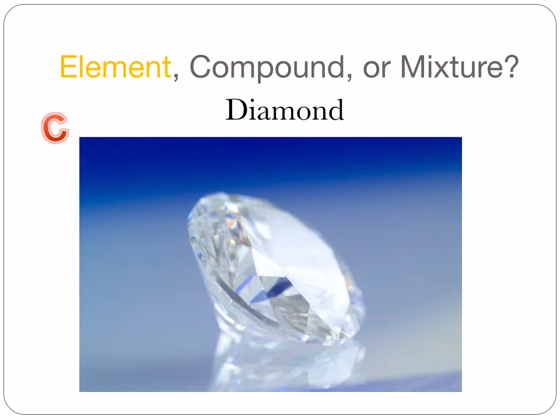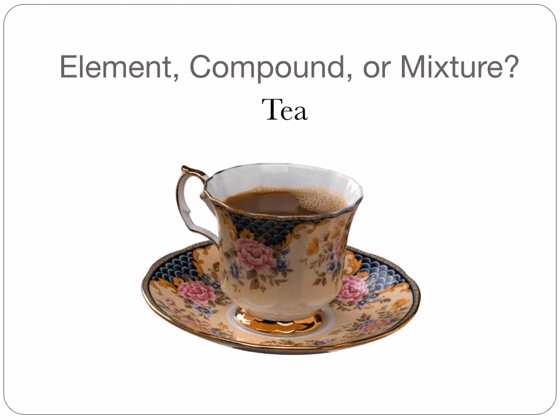Diamonds are actually elements. While you do not see diamond on the periodic table, they are simply made of carbon. Carbon that has been heated and pressured for millions of years becomes diamond in the ground. Tea, element, compound, or mixture? Tea is a mixture. Think about how you make it. You put the tea bag into the water, and the herbs steep through.